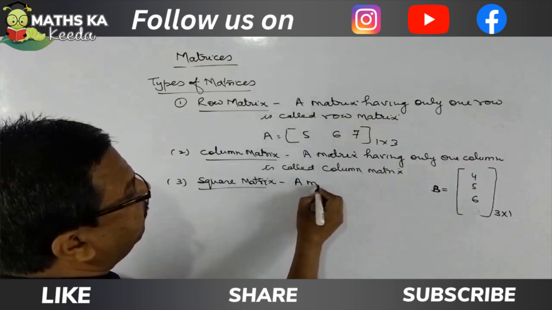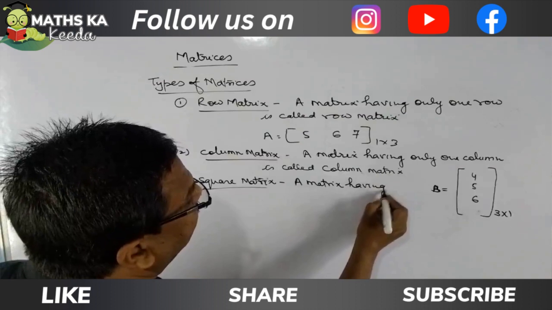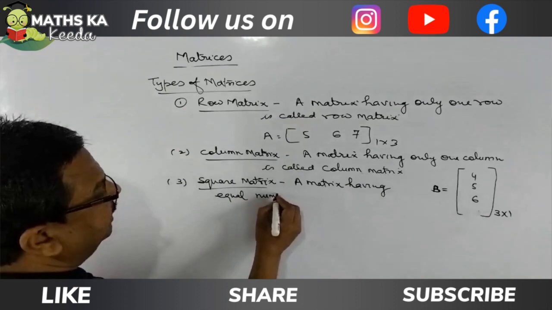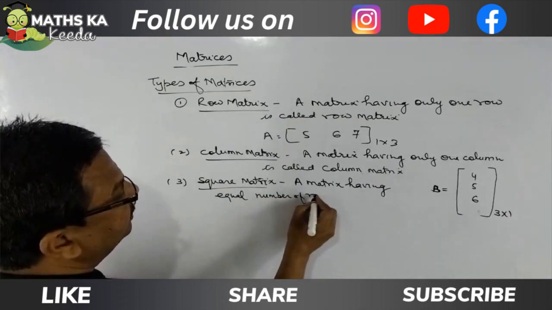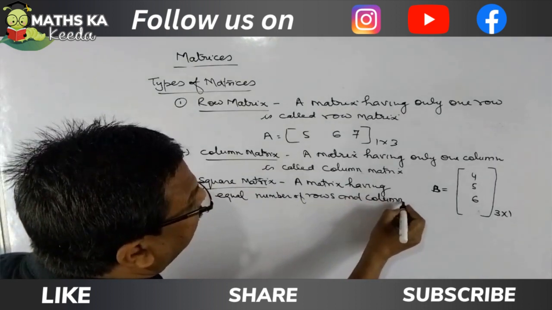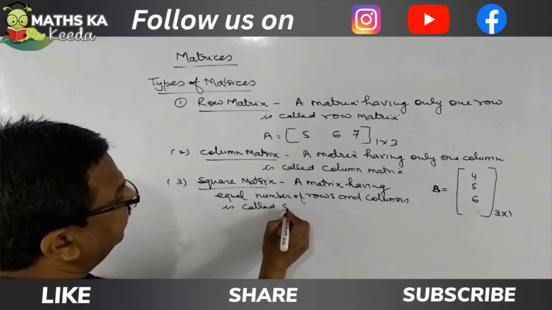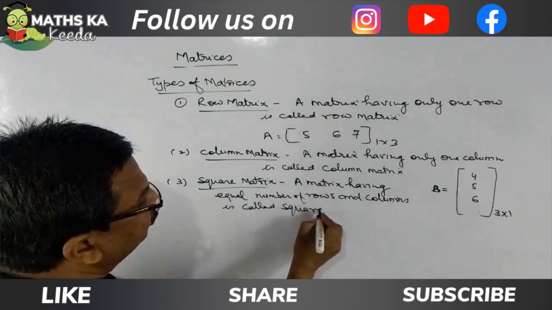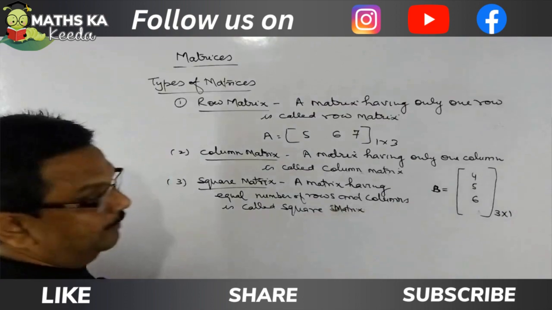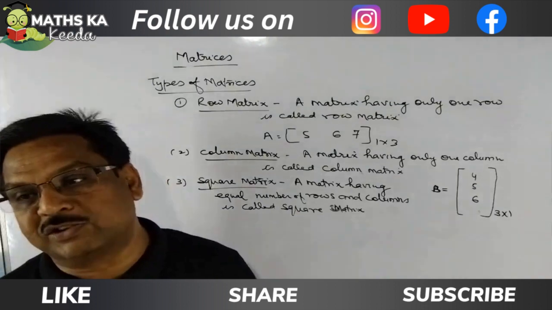A matrix having an equal number of rows and columns is called a square matrix. Again I am telling you, student, a matrix in which the number of rows and the number of columns are equal. A matrix having an equal number of rows and columns is called a square matrix.